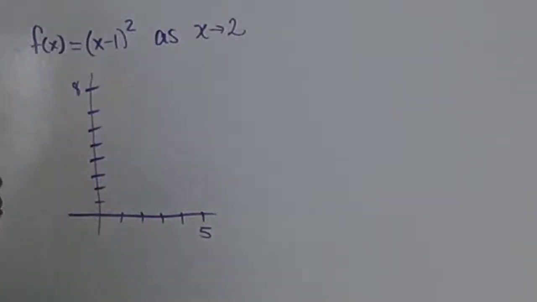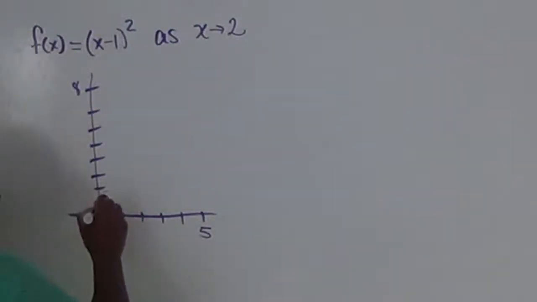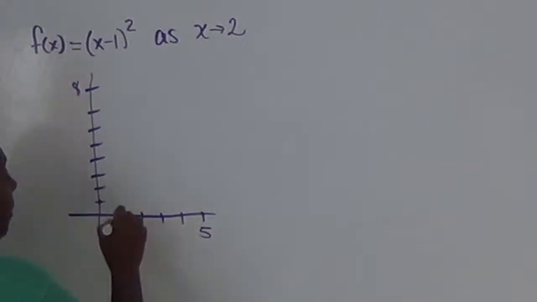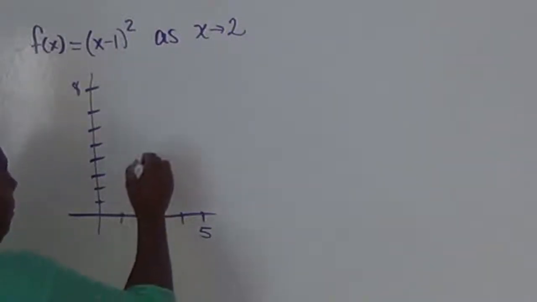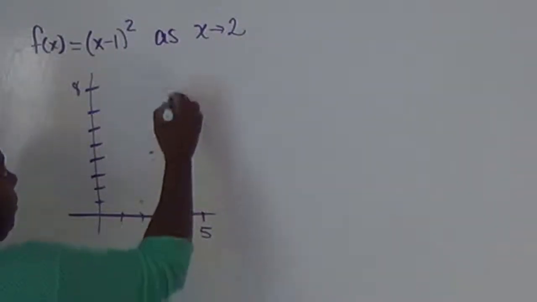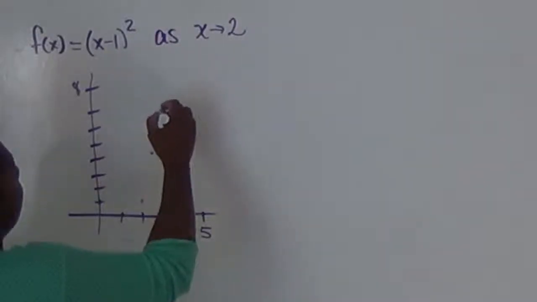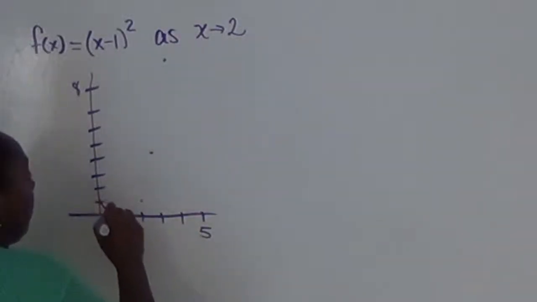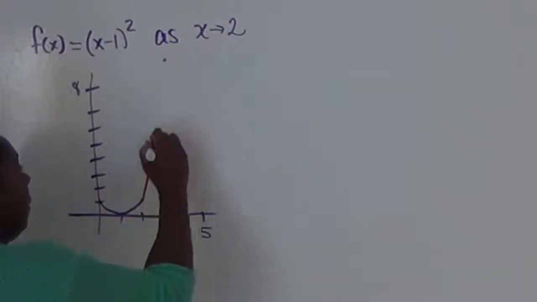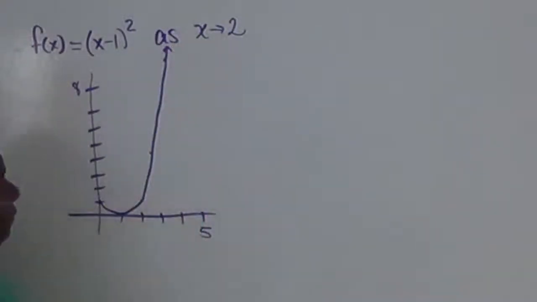First we'll label our graph. We can see at 0 we're going to have a value of 1. At 1 we'll be at 0. 2 will be back at 1. 3 we're going to be up here at 4. 4 we will be up here at 9. And so for this parabola, there's the sketch that we're going to need.